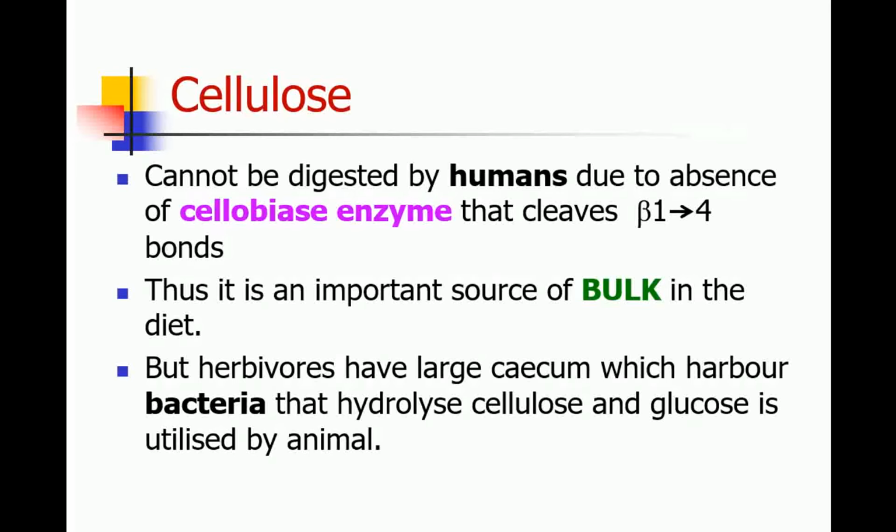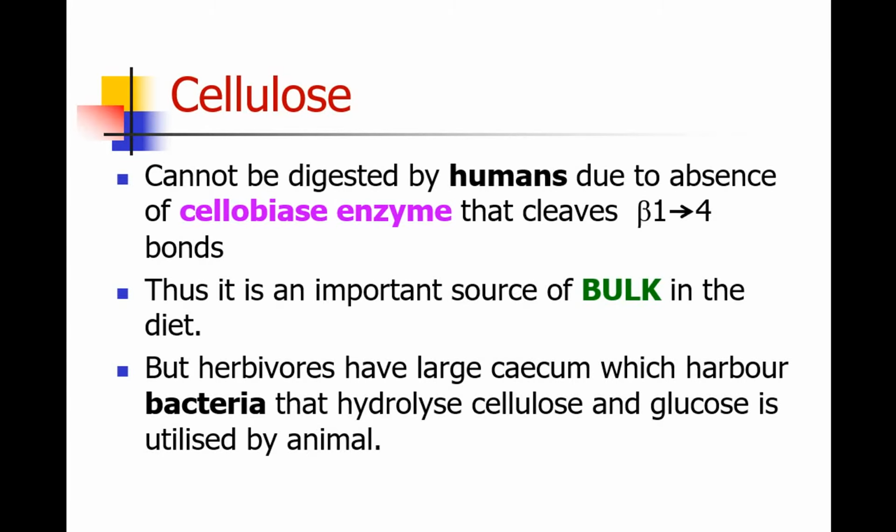This cellulose cannot be digested by human beings because we lack an enzyme called cellobiase. This enzyme cleaves the glucose molecules of cellulose, that is the beta 1,4-glycosidic bond. The beta 1,4-glycosidic bond is cleaved by the enzyme cellobiase.